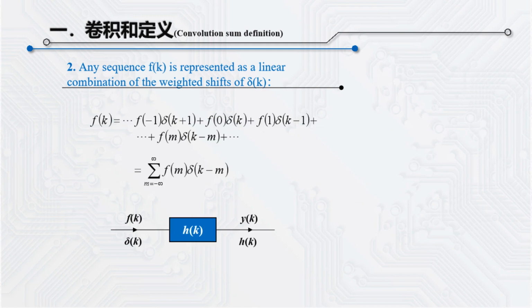We know any sequence f of k can be represented as a linear combination of weighted shifts of delta of k. So we apply such an excitation to an LTI system. The unit sequence response of this system is h of k. Let's look at the zero state response versus the excitation and h of k. What kind of relationship does that satisfy?